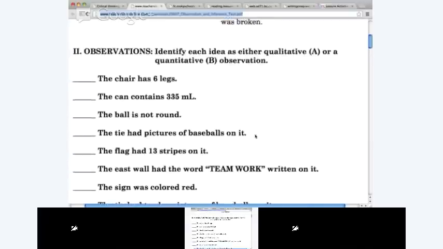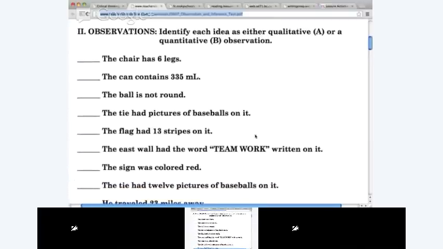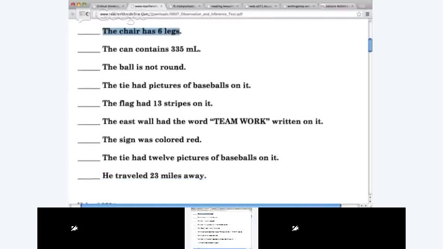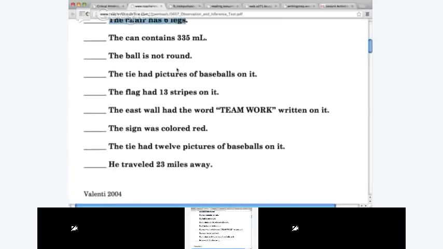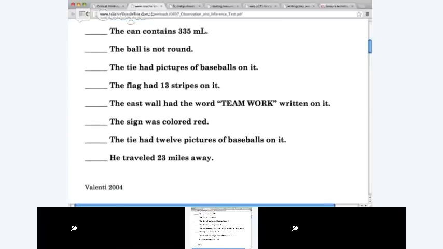Alright, so let's do a little review again. Which ones are qualitative? The chair has 6 legs. What is this? Observation. Which type of observation? Quantitative. Perfect. The ball is not round. Qualitative. Perfect. Why qualitative? There is no number in there. Ah, okay. Thank you.